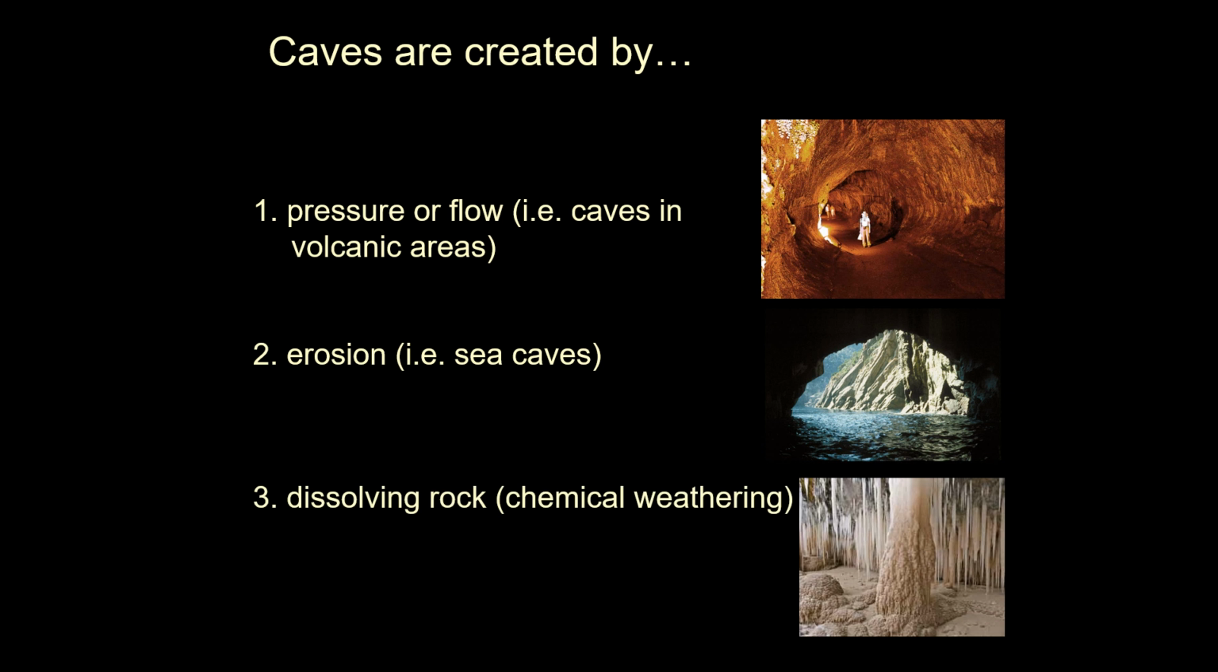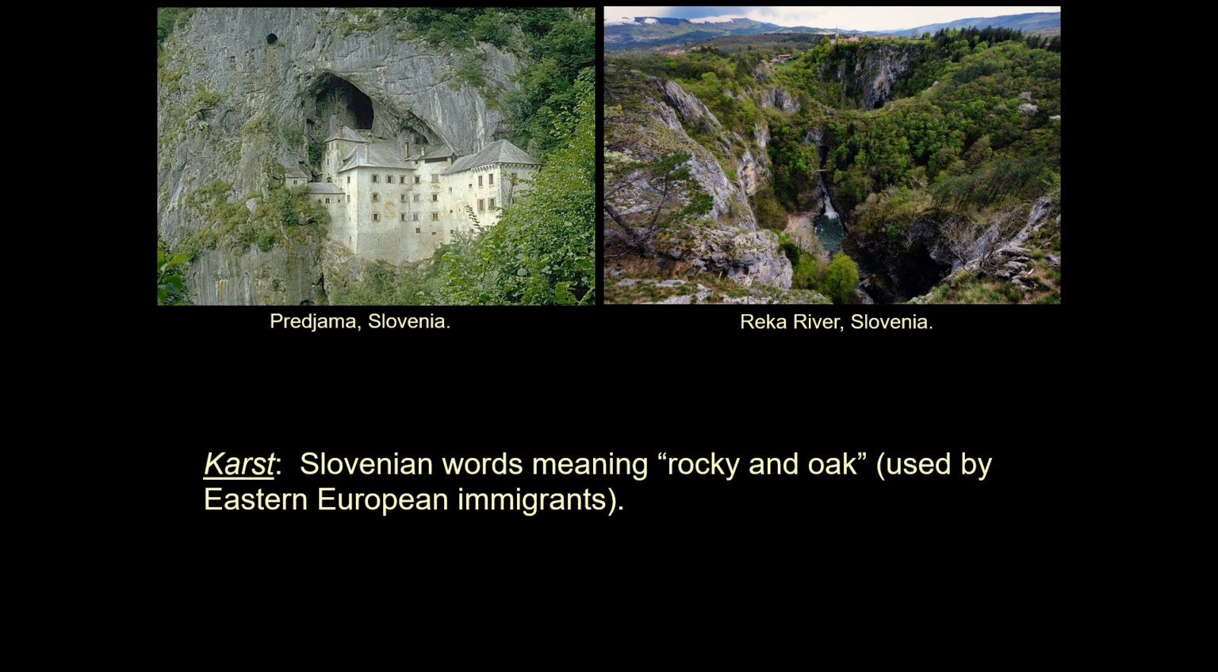The type of cave formation we're going to talk about the most today is dissolving rock, where a weak acid in water as it moves downward through soil and rock will actually remove some material and deposit it in other places. So we're going to talk a little bit about a chemical weathering process that forms caves. Before we get into that, I just want to throw out a couple of definitions.